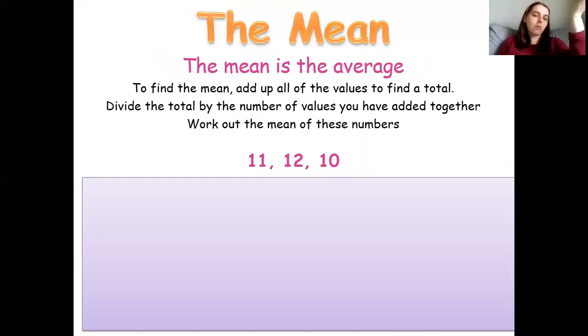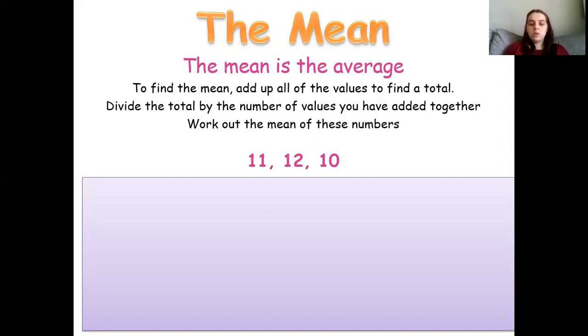So I've just gone through that with you, but I'll read it again just to reiterate. To find the mean, you add up all of the values to find a total, and you divide the total by the number of values you have added together. So we're going to try and work out these ones. I've got 11, 12, and 10, and I want to work out the mean of these numbers, which is the same as working out the average of these numbers.